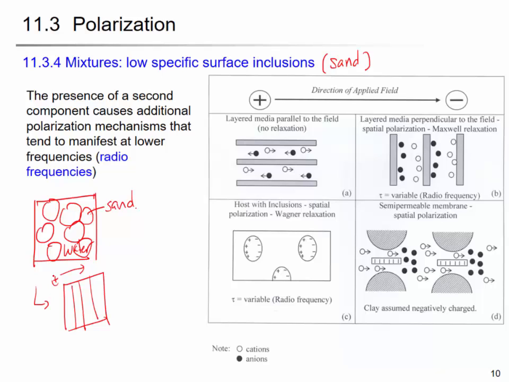This is the field, or parallel to it, or you can think of the inclusion. This is the layer. So you can idealize the mixture into two categories, layered media or the homogeneous media with some inclusion inside.